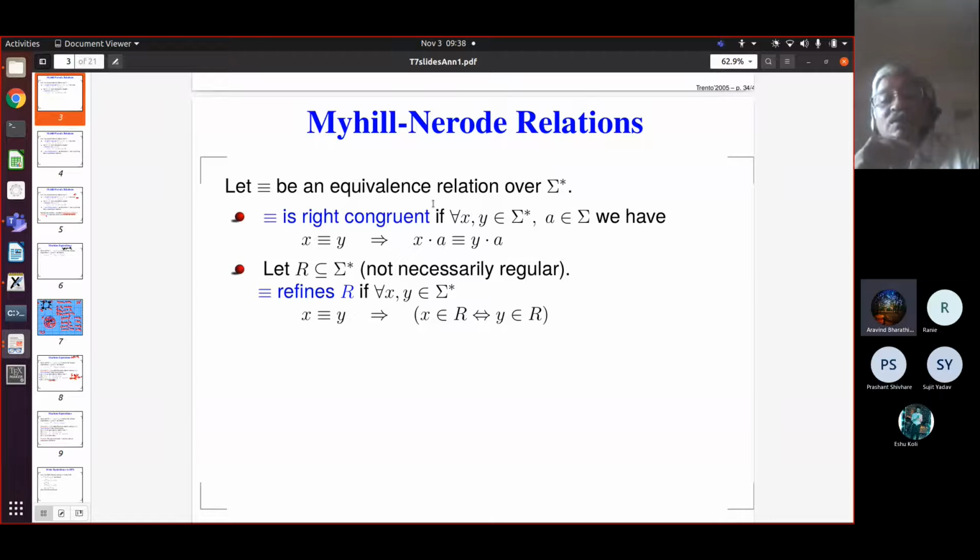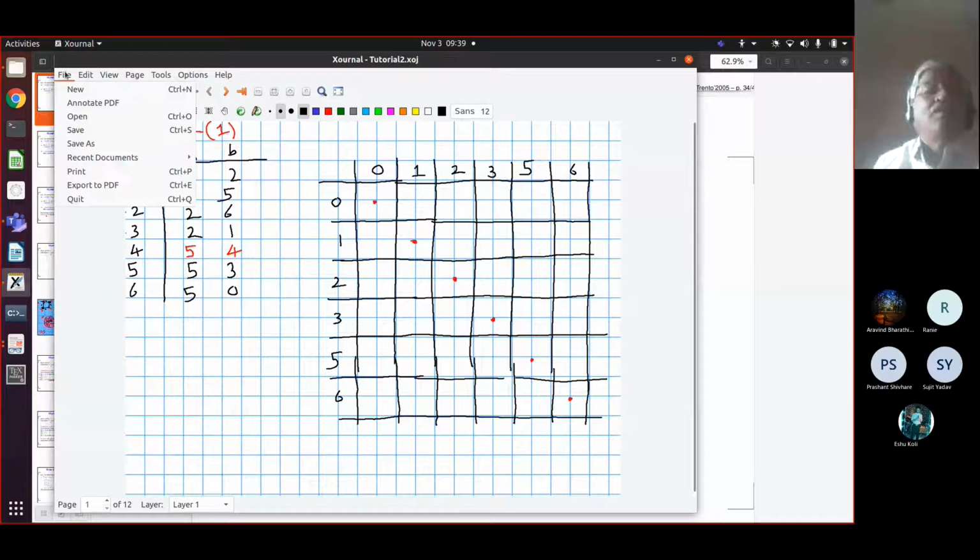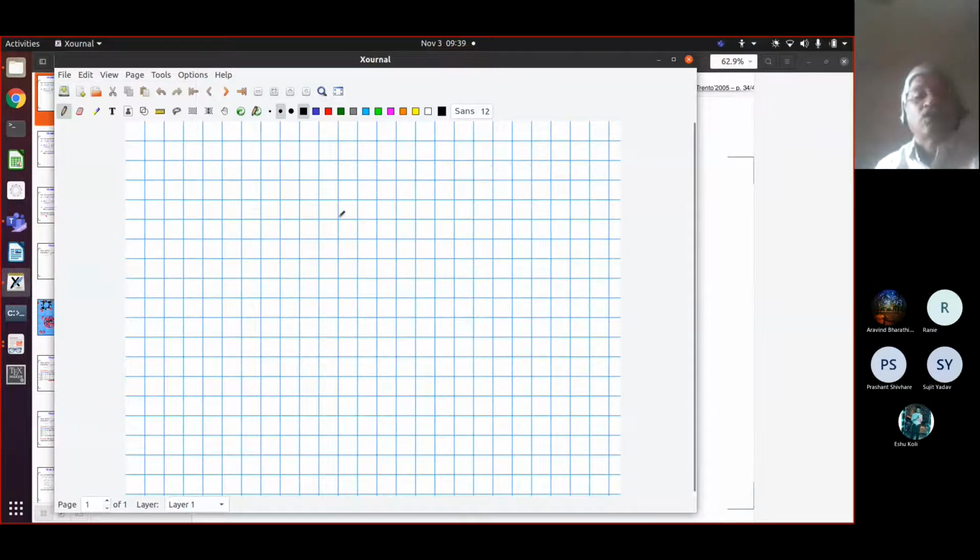Hello, Arvind? No, I mean that was not clear. Okay, so let me open this simultaneously, and let me start a new document. So what I'm saying is, over sigma star, I can define various equivalences. For example, one equivalence is that everything in sigma star is equivalent to everything, right? Which means there is only one equivalence class, right?